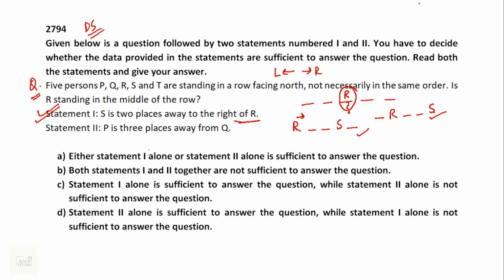Now look at statement 2. P is 3 places away from Q. P 1, 2, 3 Q, or Q 1, 2, 3 P. Statement 2 will give this data formation which will not help us in finding or locating the position of R. Statement 2 alone is not sufficient to answer this. Option C fits in, which says statement 1 alone is sufficient to answer the question, while statement 2 alone is not sufficient to answer the question. Option C is correct.